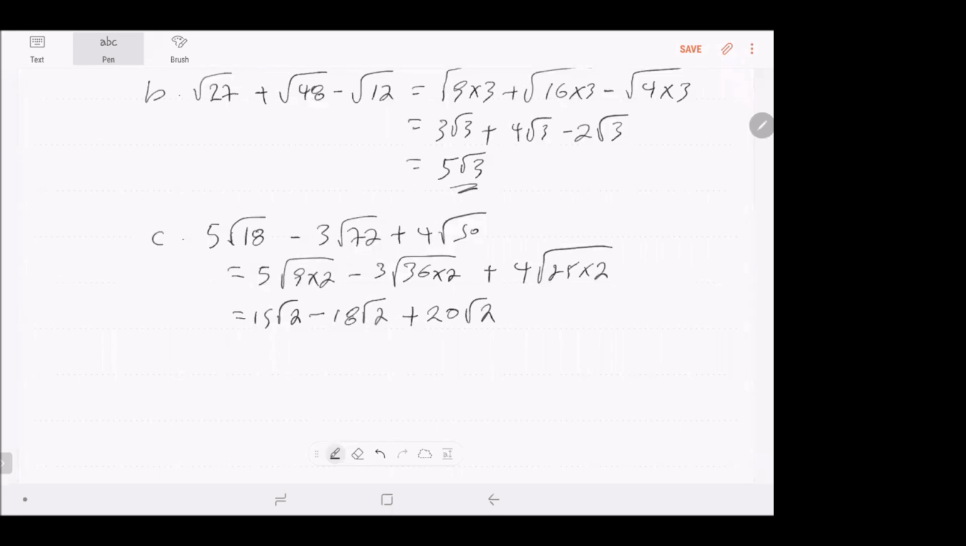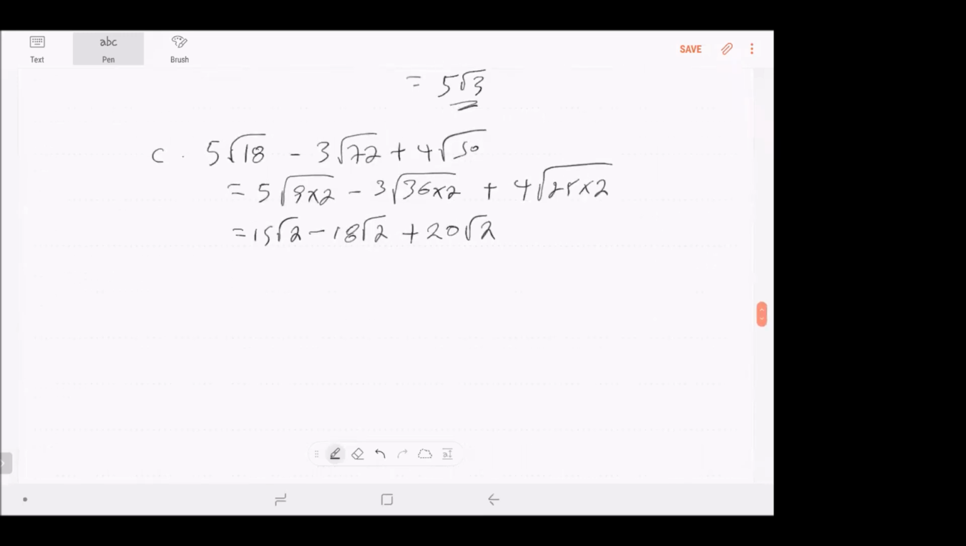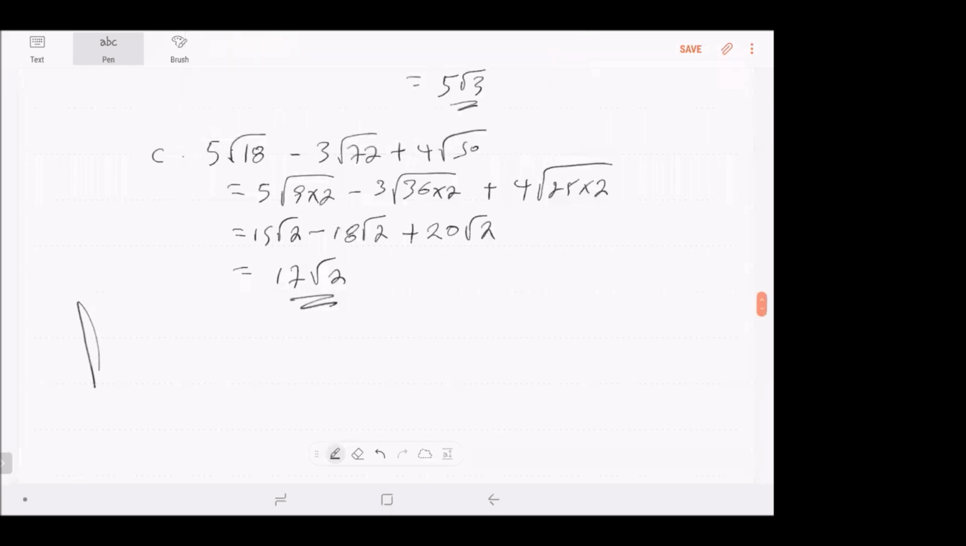So now the radicals are like radicals, so we can add or subtract the radicals. So when we add or subtract the coefficients, 15 minus 18, it is minus 3. Minus 3 plus 20, it will be 17 times the square root of 2. So as we saw from the examples we did until now, the procedures are very similar. So once you get the point, it's very simple.